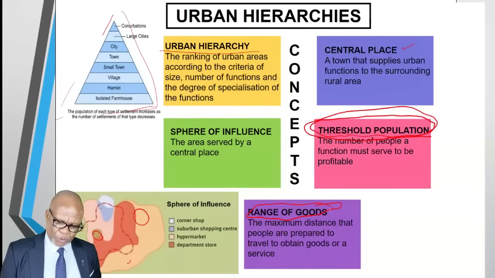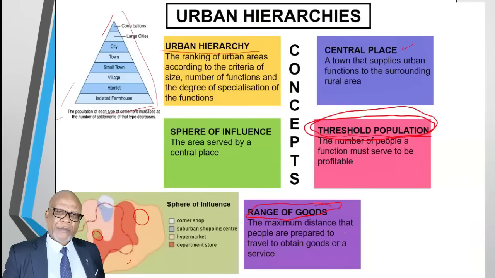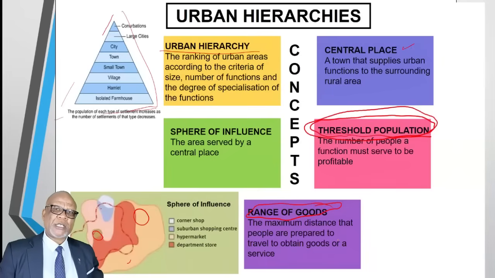So the range of goods is determined by the order of goods, and the range of services is determined by the order of services. If I need a specialist, I can travel a longer distance to go and see a specialist. But for a regular service, I don't need to travel a longer distance because it is not specialized.